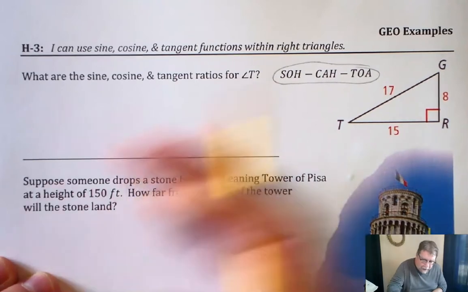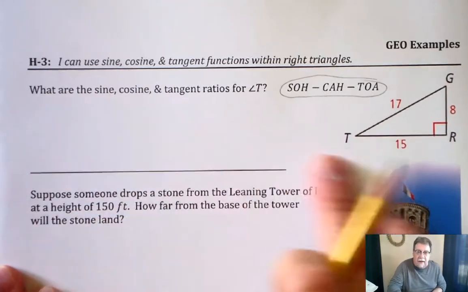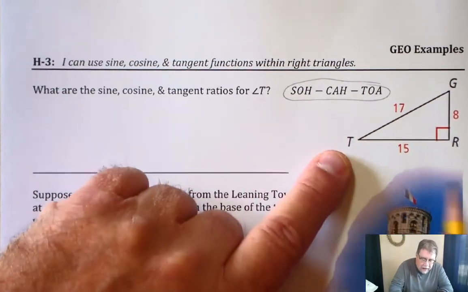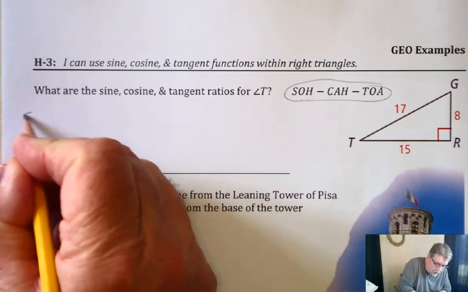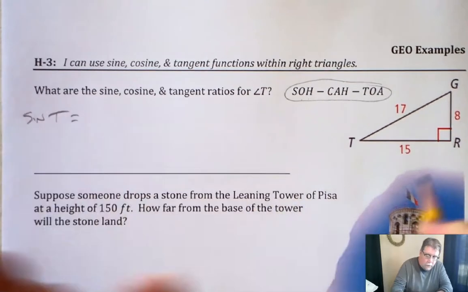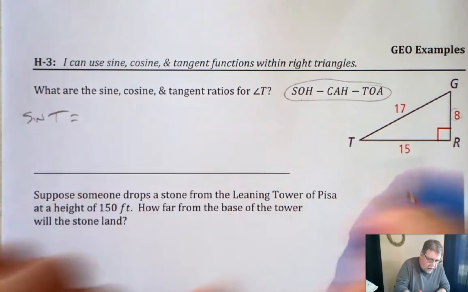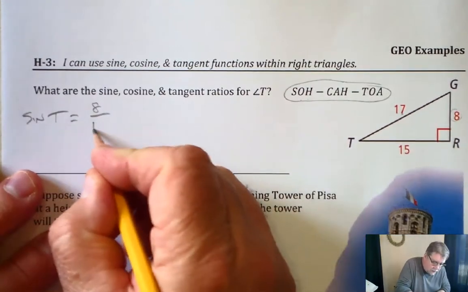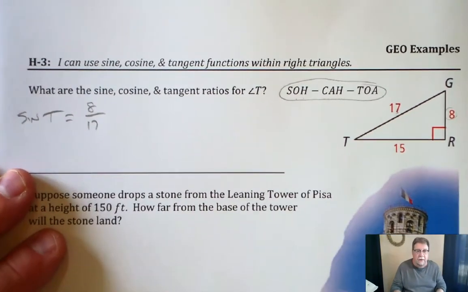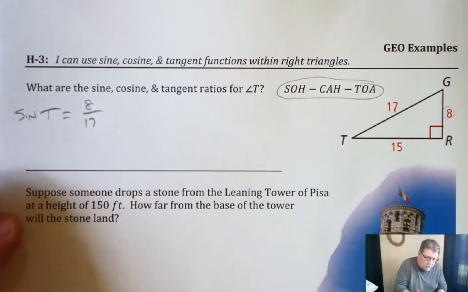So if I want to find out, let's say, the sine of angle T, the sine would be the opposite over the hypotenuse. So the sine of T would equal the opposite side, which is 8, over the hypotenuse, which is 17. And that's the sine value of T. That's all there is to it.